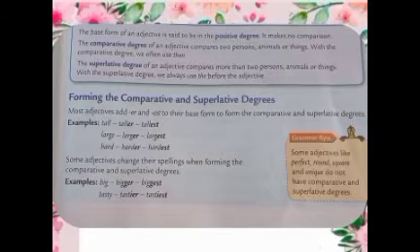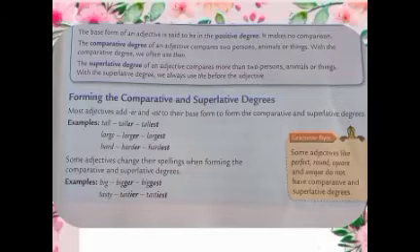So how can we get the superlative degree? By adding est. So see here, tall, taller, tallest. Tall is positive, taller is comparative, and tallest is the superlative degree. Like that, large, larger, largest. Hard, harder, hardest.